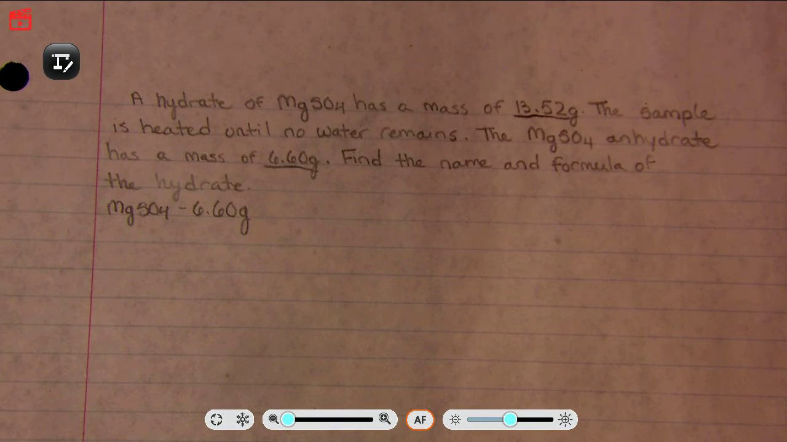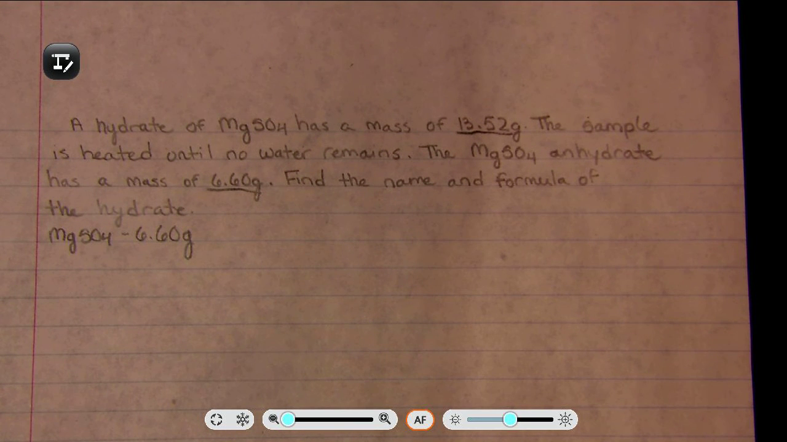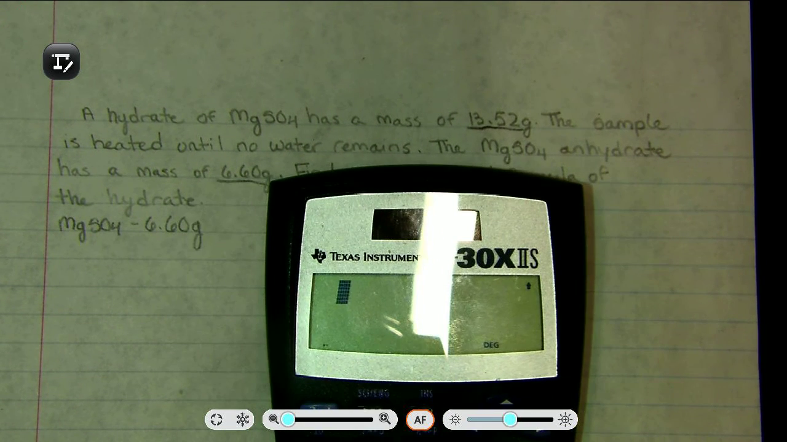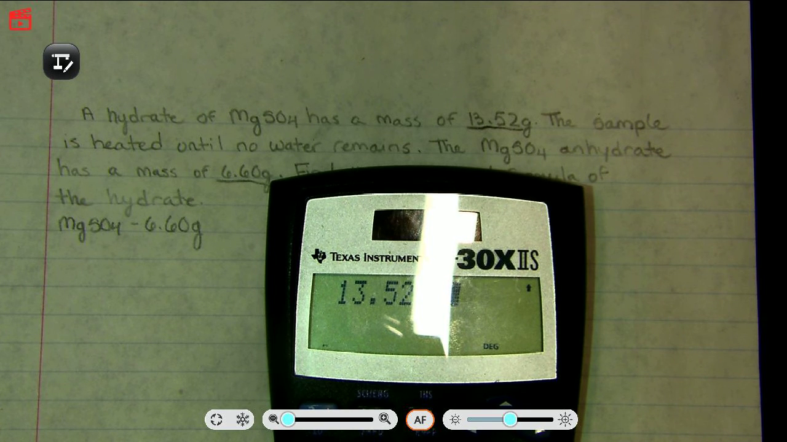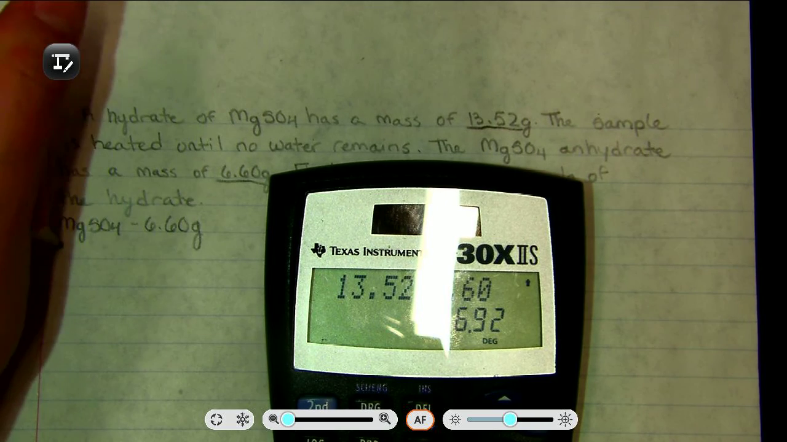To find the mass of our water, we're going to drop that calculator. We're going to be doing the mass of the hydrate minus the mass of our salt. So it's going to be 13.52 minus 6.60. So we're going to get the mass of our water.